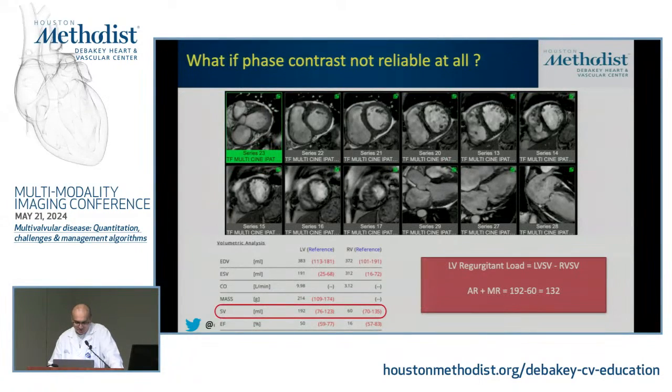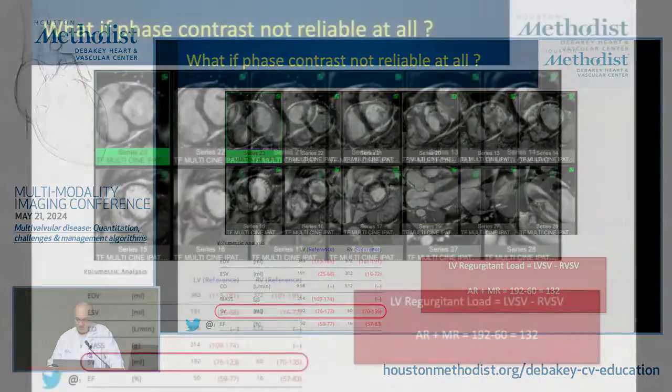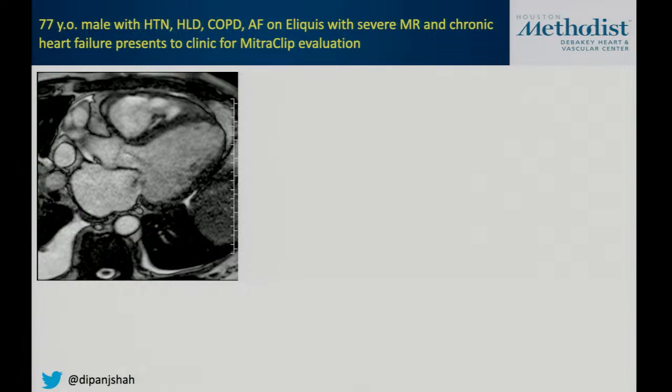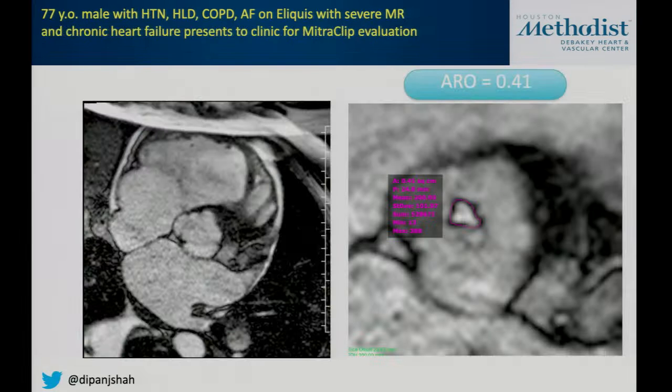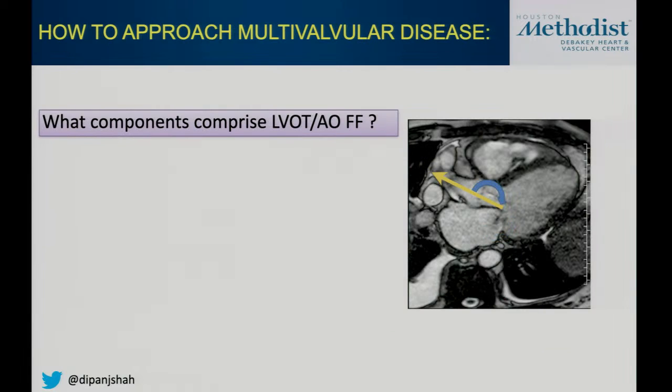And then if for whatever reason your phase contrast doesn't work at all, sometimes you have to just look at the total regurgitant load that you have, which is simply going to be the LV stroke volume minus the RV stroke volume, as long as there are no other RV lesions. And you can just report a total regurgitant load, which in this case combines to 132 cc's. Okay, so let me skip forward here to the next case.